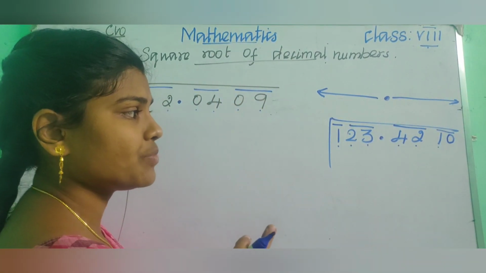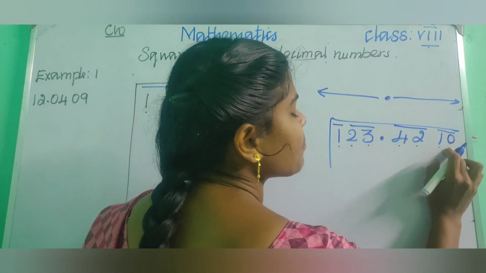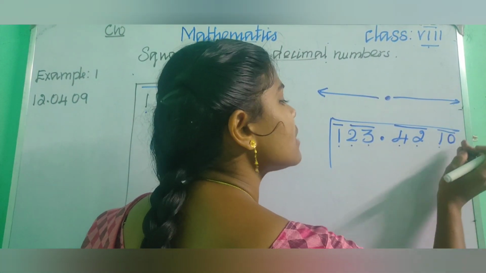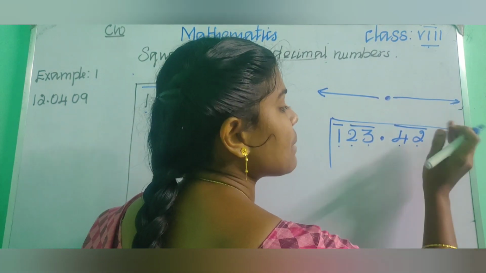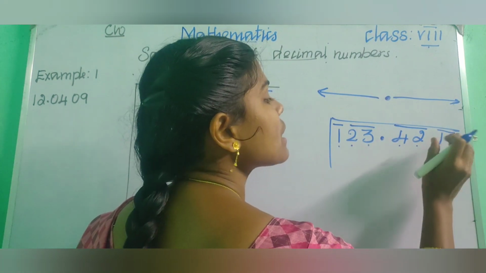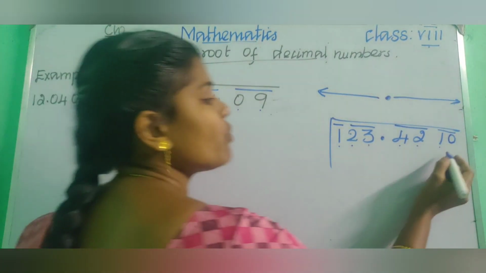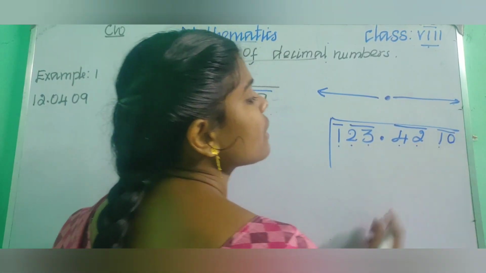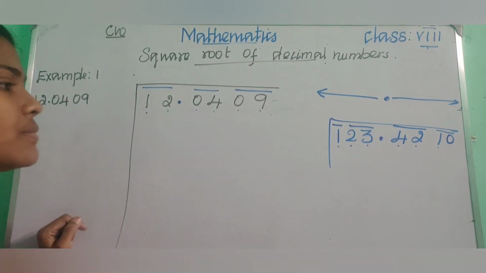Is it clear, children? As I have already said, in the decimal part we can put any number of zeros. If you put any zeros, the value does not differ. Now we got two digits, so we can put the bar there. Is it clear, children? Okay, let us do the sum.